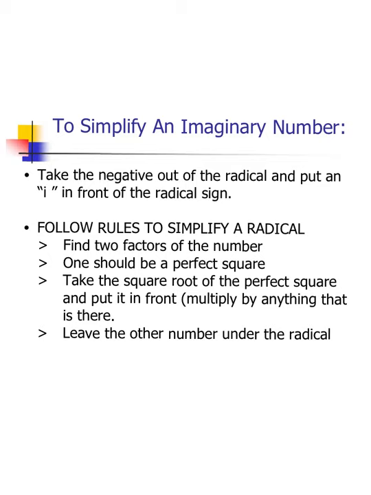You're going to find two factors of the number. One should be a perfect square. Take the square root of that perfect square and put it in front. Multiply by anything that is already there, and then leave the other number under the radical.